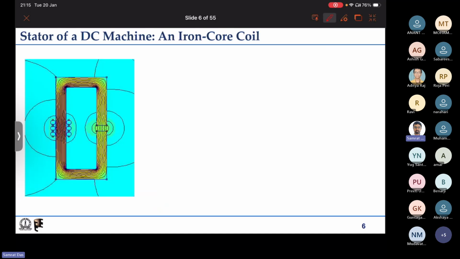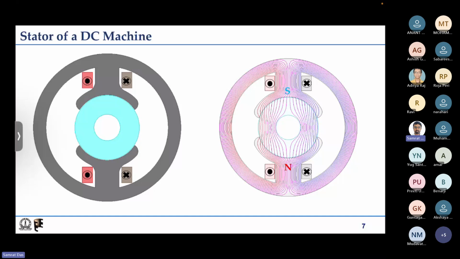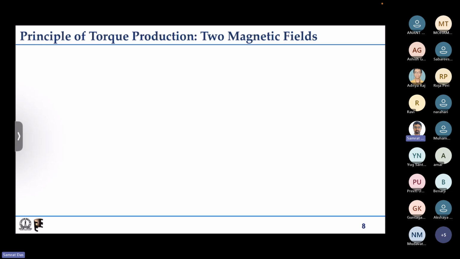So we discussed how we realize the stator of a DC machine. That is basically an iron core coil, and that is the stator. We have some winding: one dot conductor, cross conductor, again dot conductor, cross conductor, and this is the field that you can have. Because here flux lines are going upwards, on this surface the flux lines are entering, that is why it is the south pole, and from this stator surface the flux lines are coming out, that is why it is the north pole. We discussed these in detail.